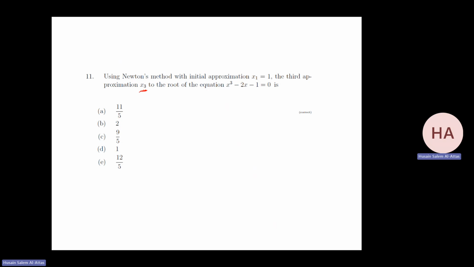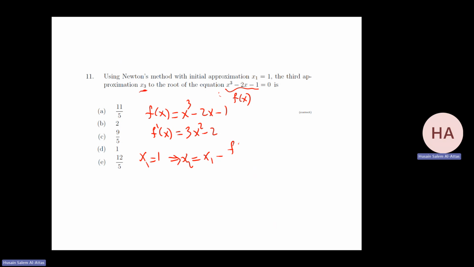He wants x3. He doesn't want x2. It means I will do 2 iterations. So this is my f of x: f of x is x cubed minus 2x minus 1. F prime is 3x squared minus 2. Starting with x1 equal 1, what will be x2? It will be x1 minus f of x1 over f prime of x1. x1 is 1. F of 1 is 1 minus 1, that is 0, minus 2. So it will be minus 2 over f prime, 3 minus 2, which is 1. So that will be 3.